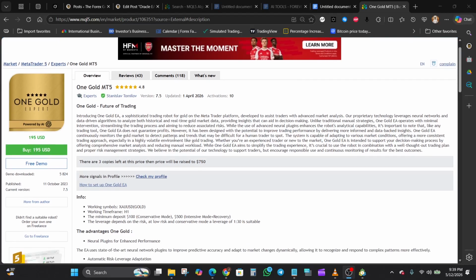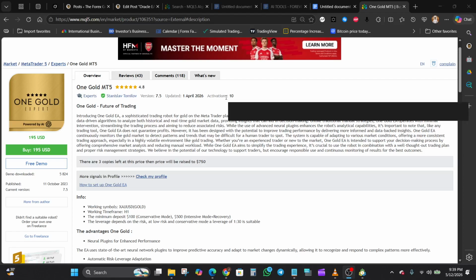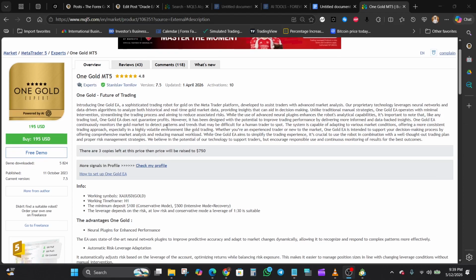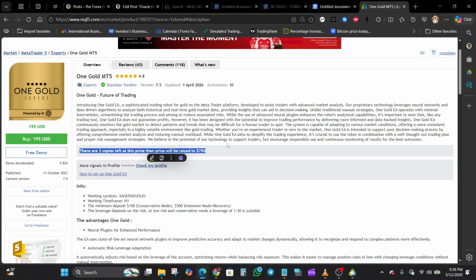So right here on the MQL5 Marketplace page, this is One Gold EA developed by Stanislav Tomilov. The current version is 7.5, updated on April 1st, 2026. And at the time of recording, the EA is priced at 195 US dollars with 10 activations included. Now, the developer also mentions that there are only a few copies left at this price before it increases.